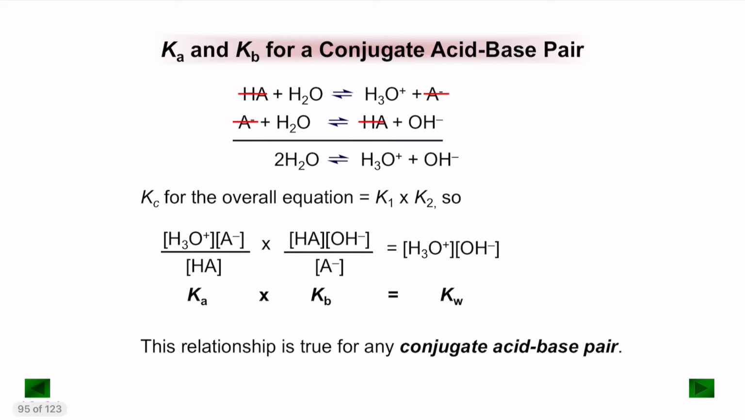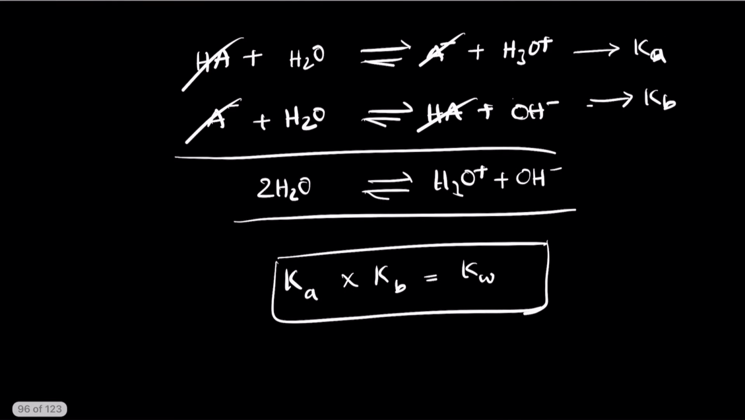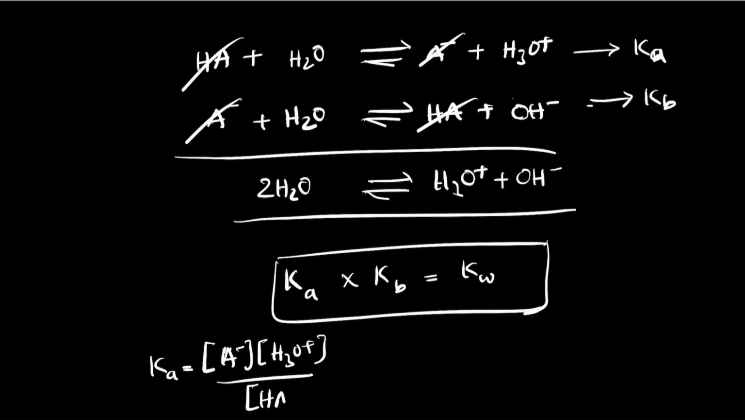So Ka times Kb equals Kw. So how can we write this? Let's take the equation for Ka here. The Ka equation becomes A minus times H3O plus over HA.